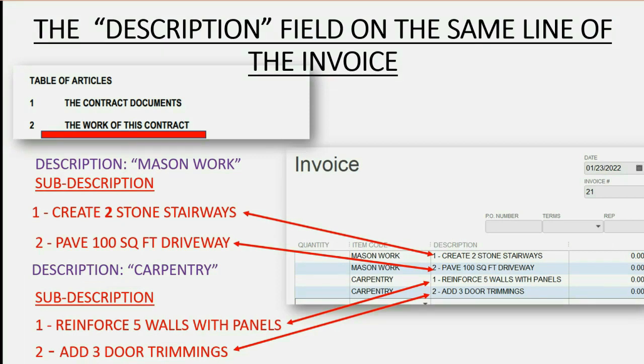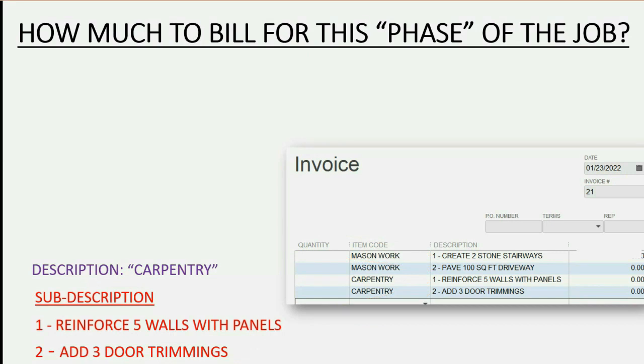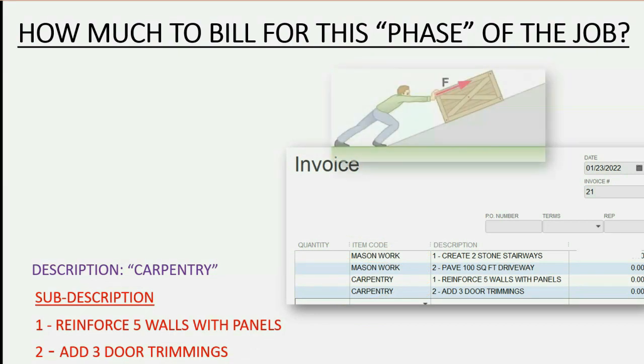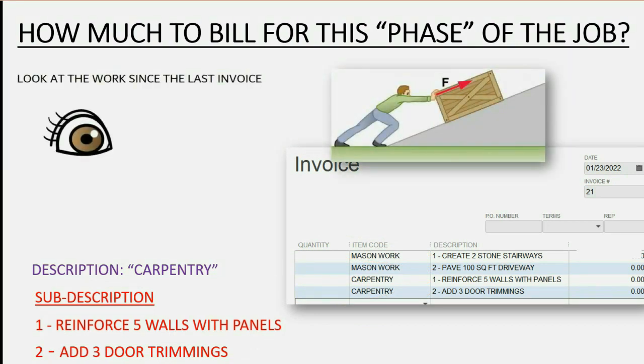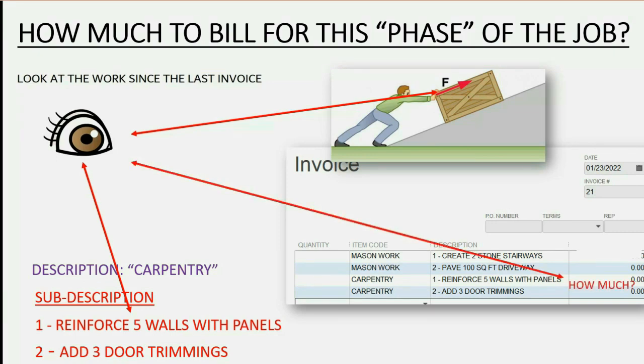But then the question is, how do you know how much to bill for any particular phase of the job? Well, it's common sense. You would physically look at all of the work that had been done for that particular item since the last invoice. And you would count and you would use math, and then you would compare it to the subdescription exactly as it's written in the contract. And then you would decide for that particular invoice, for that part of the job, exactly how much to bill on that invoice, comparing the work to what it says on the job.